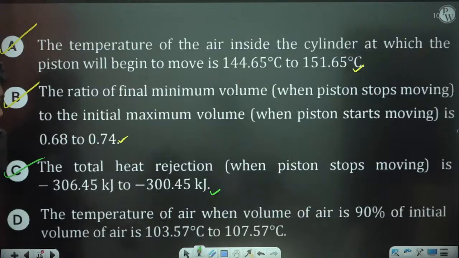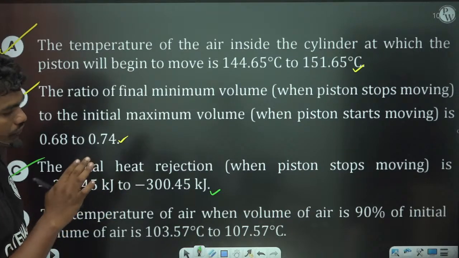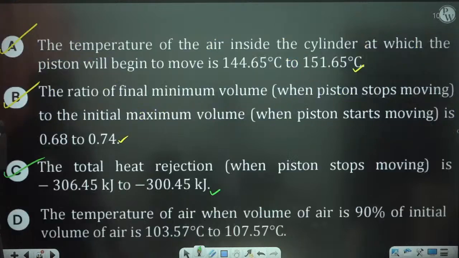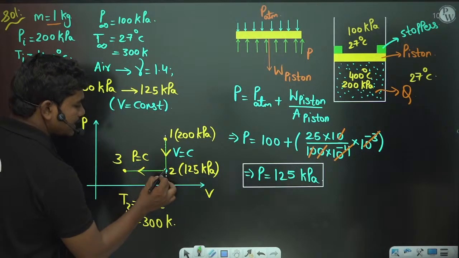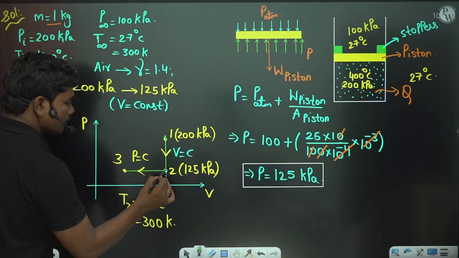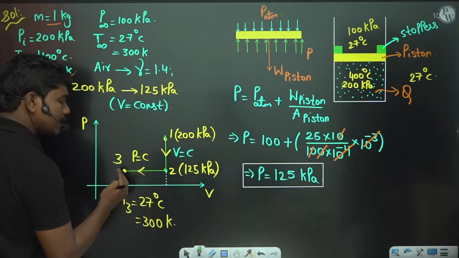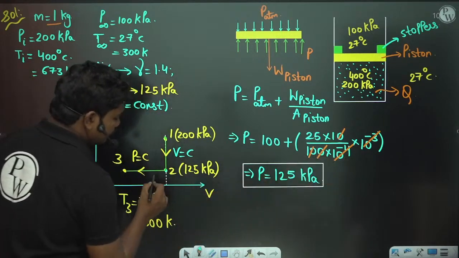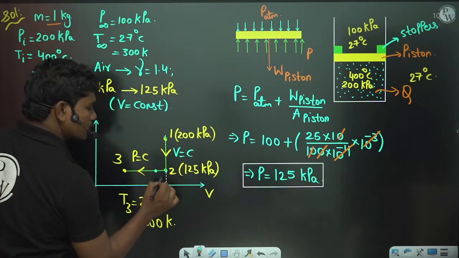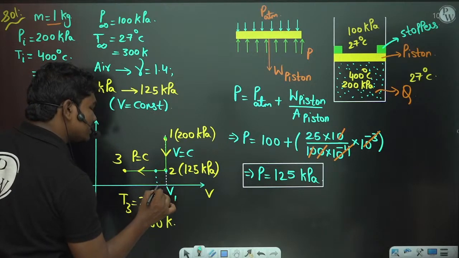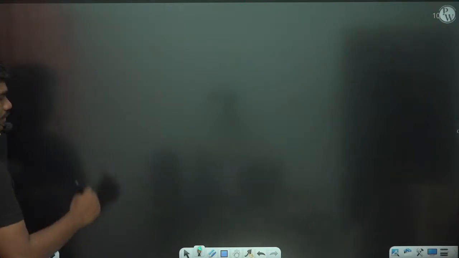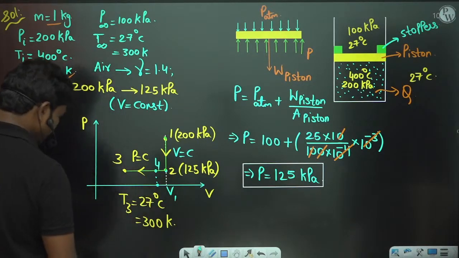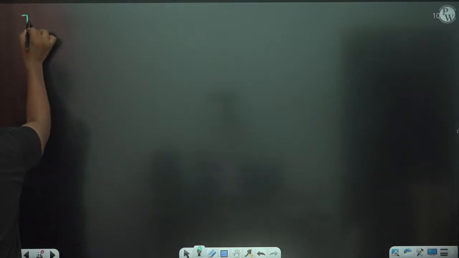Now let us see what the last statement is. The temperature of air when the volume of air is 90% of its initial volume. Basically, during this constant pressure process, when the piston starts moving, the volume of the gas eventually decreases. So at this point, 90% of its initial volume, let us suppose this is V1, somewhere here is 90% of V1. What is the temperature at that state? Let us suppose this is state 4, then they are asking you T4.